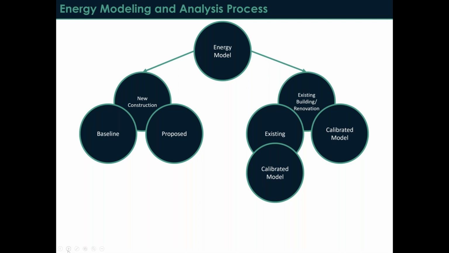For new construction, every energy modeler needs to define two different energy models: a baseline, which is the minimum code, the minimum standards of the location of the site and everything, and a proposed, which is based on the design document. Then for existing buildings and renovation, it is a little bit different. We have the existing condition, we have existing criteria, we have a calibrated model, and then we have a proposed model, and we have a design document.